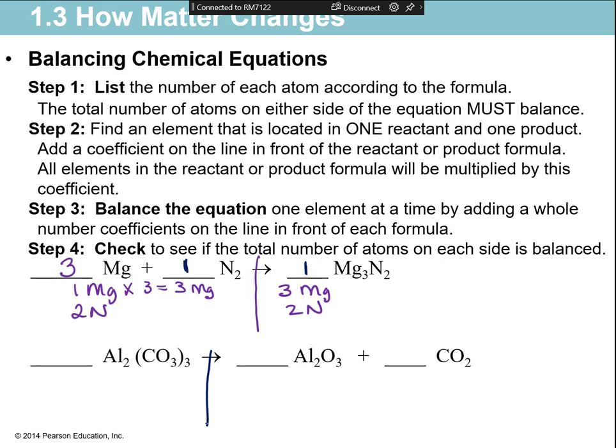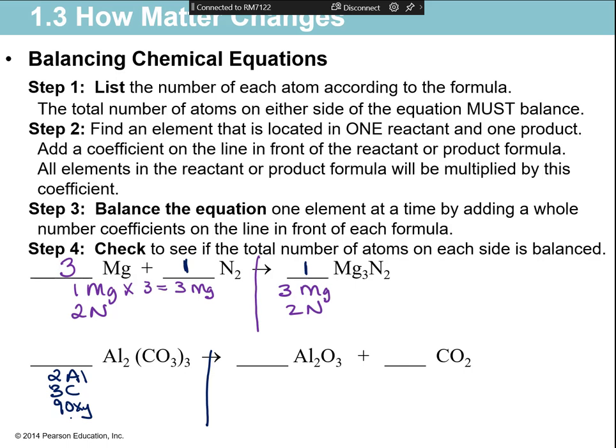Okay, so how many aluminum? 2, because it's not inside the parentheses. So you see that's 2 aluminum. Now how many carbon? 3. So there's 1 inside. I got to multiply it by the number outside. So I got 3 carbons. How many oxygen? Nope, 9. Got to multiply. So 3 oxygens inside times the 3 that's outside. So that's 9 oxygen. That's it on that side, though.